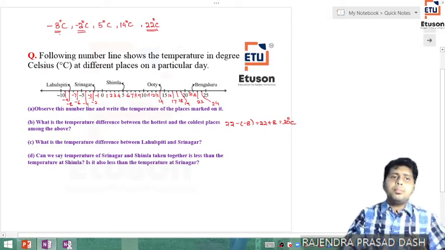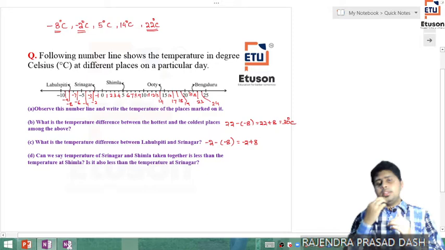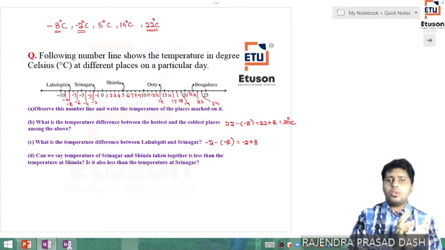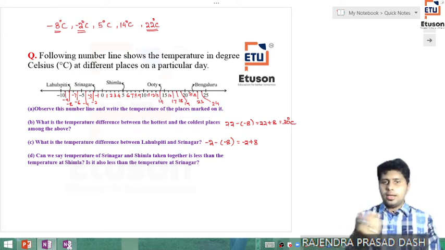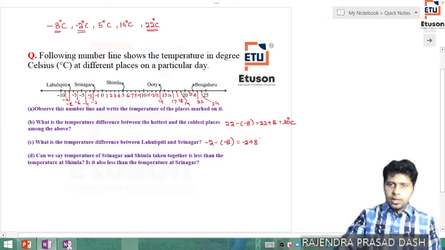So we'll subtract minus 8 from minus 2. Again, to subtract a number means we have to add the additive inverse to the other number. The additive inverse of minus 8 is 8. So I'll add 8 to minus 2. Again, see here, there is one positive integer and one negative integer. So in the case of one positive and one negative integer, when addition is going on, what will you do? We'll take the difference between the two integers. The integers are 8 and 2. The difference between 8 and 2 is 6.